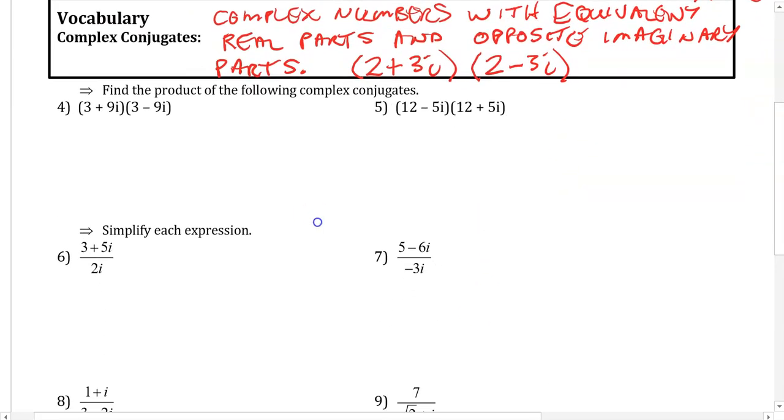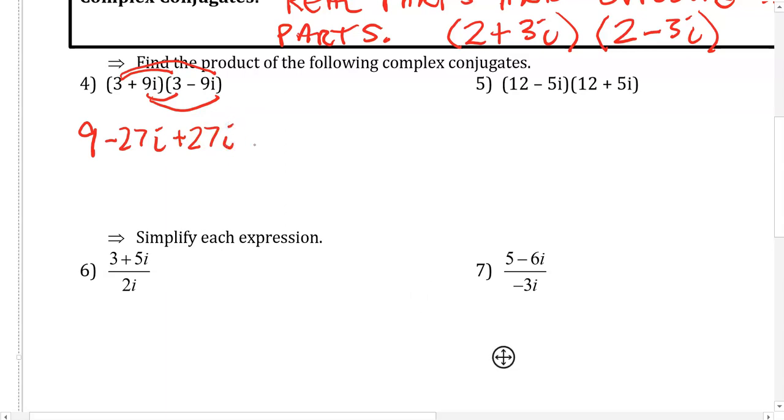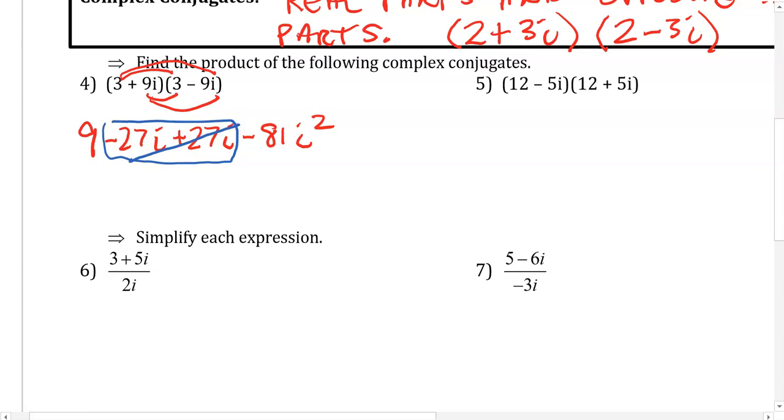Finding the product of the following complex conjugates. On problem 4, once again, I'll do FOIL. 3 times 3 is 9. 3 times negative 9i is negative 27i. 9i times 3 is plus 27i. And 9i times negative 9i is negative 81i squared. The first thing we note, the imaginary parts cancel each other out. And those were really the only imaginary parts because i squared is actually negative 1. So negative 81 times negative 1 is plus 81. So I have 9 plus 81, which is 90.